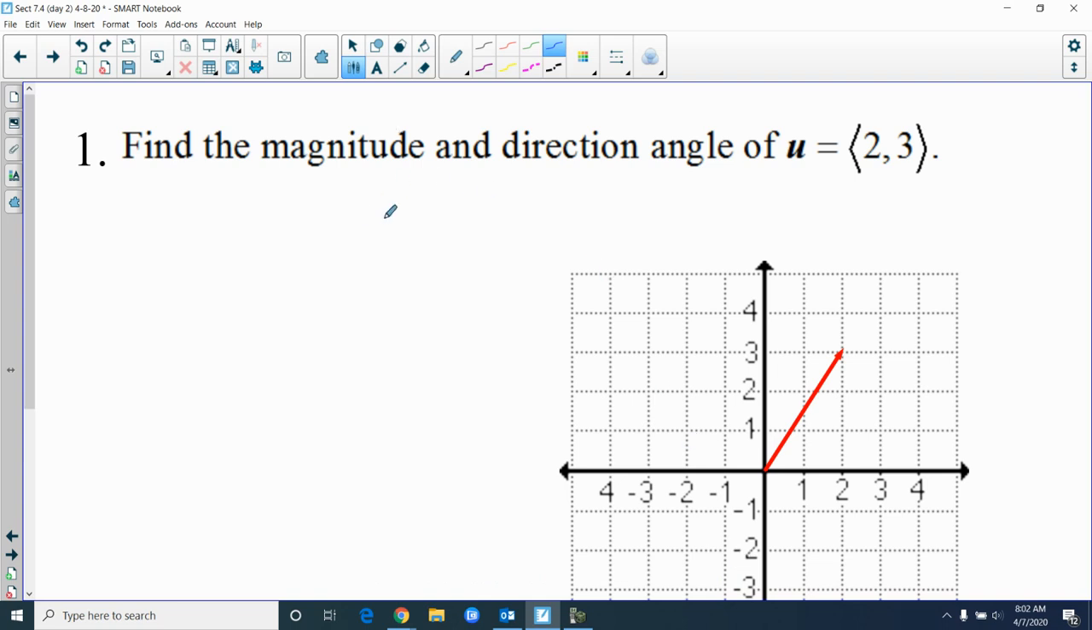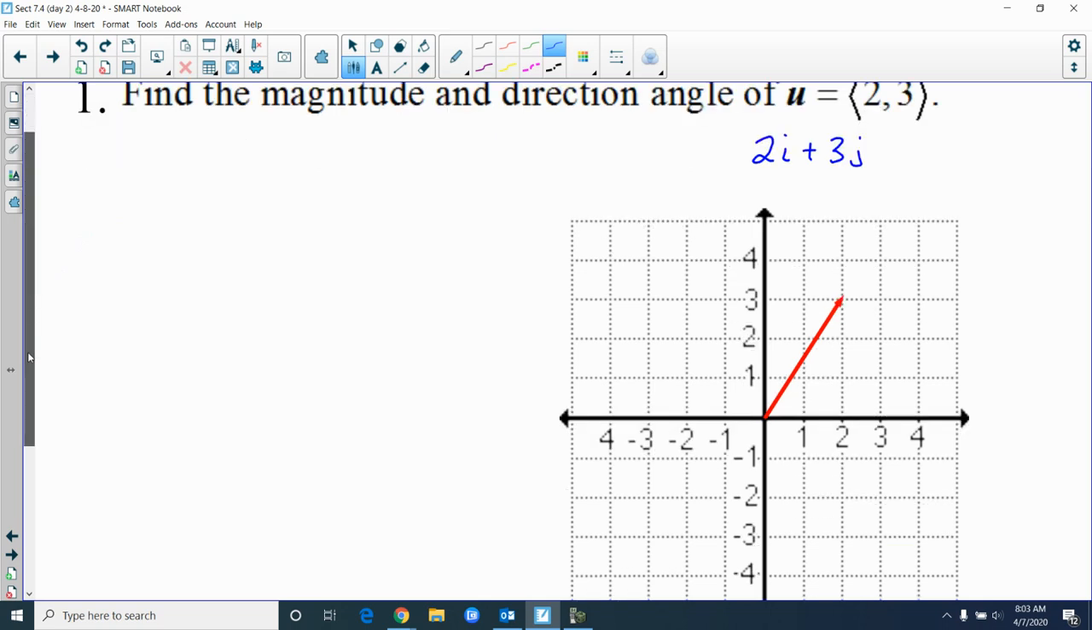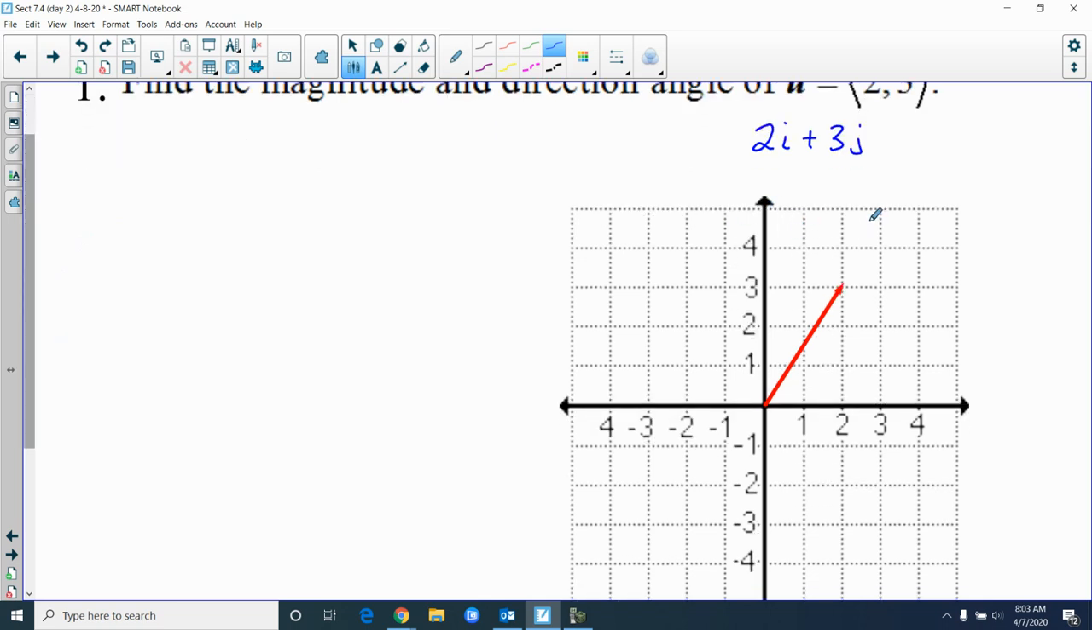All right, now the next part, going the other direction. Find the magnitude and direction given either a position vector or given an ij vector. This is the same as 2i plus 3j. So if they give us that, or if they give us a position vector, we need to come up with the magnitude and direction. Magnitude is the length, direction is the angle.